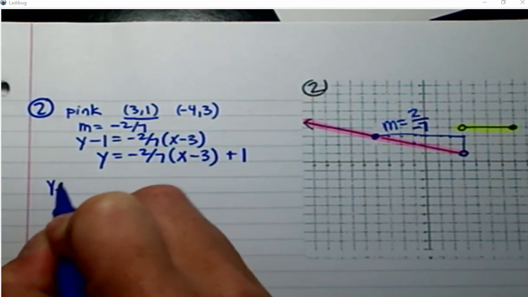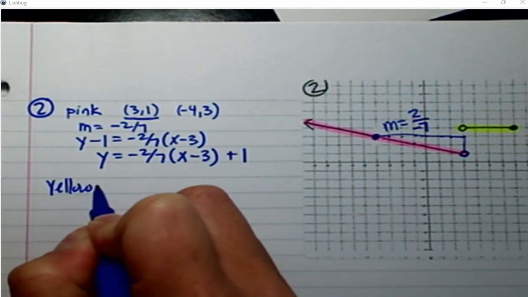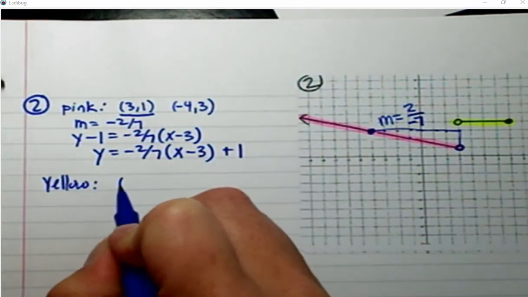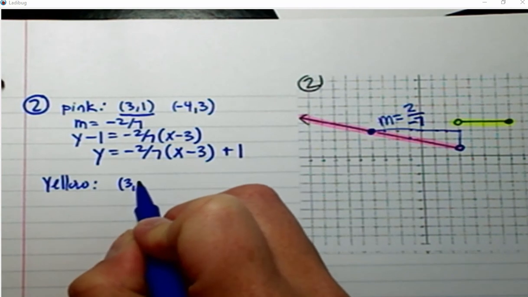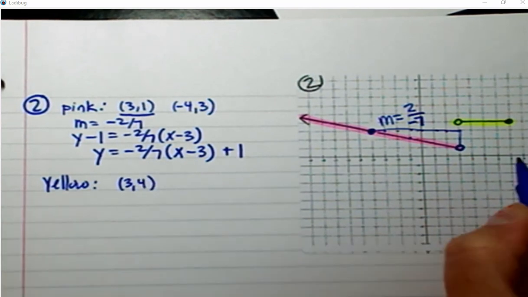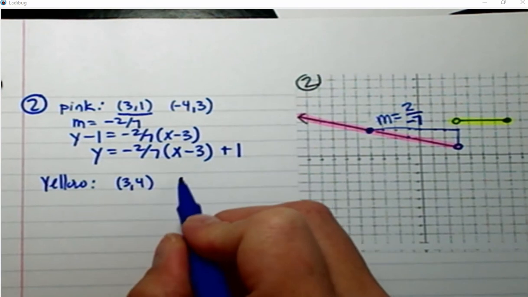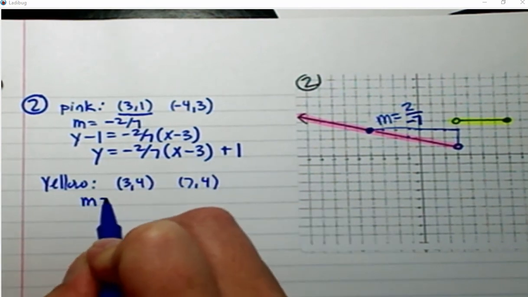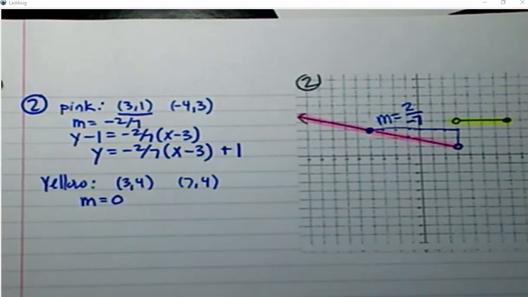Yellow. Okay. Yellow, I've got a couple points here. (3, 4), (7, 4). And it appears as though my slope is 0, because it's a horizontal line.